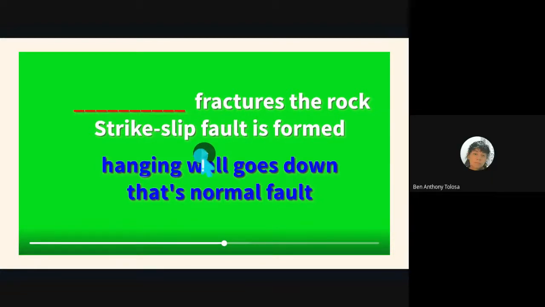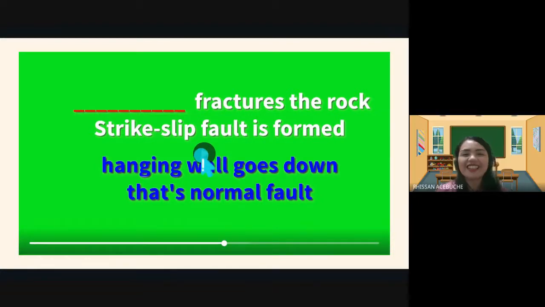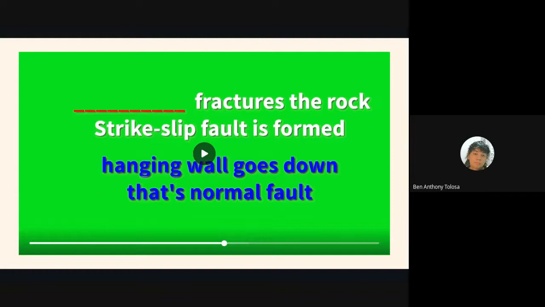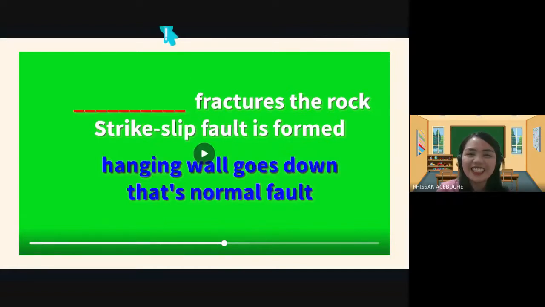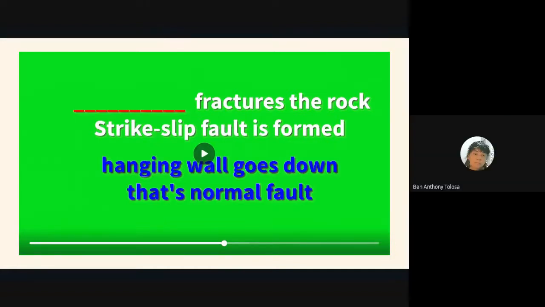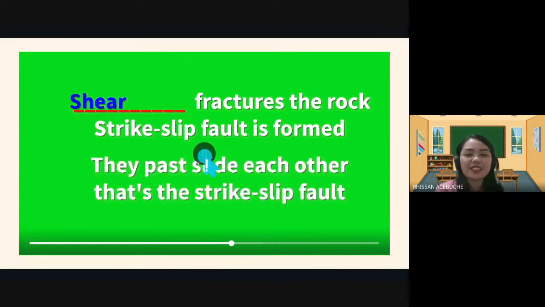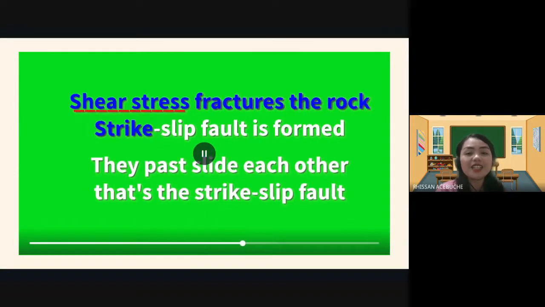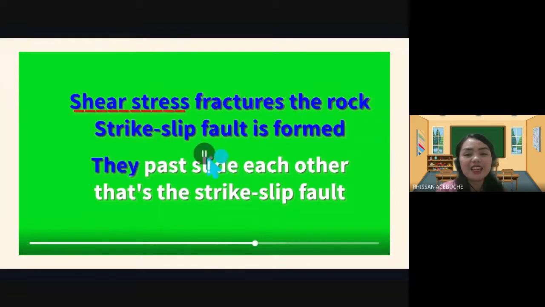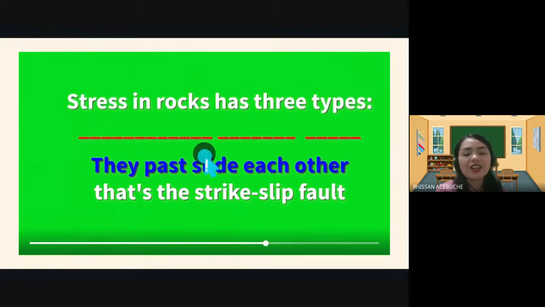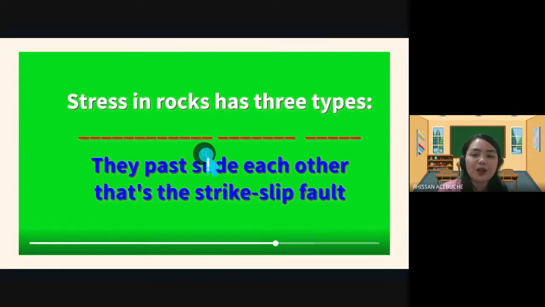Shear form. Can you sing it for us? Go ahead. Shear, fractures the rock, strikes, slip fault is formed. Okay, let's see if your answer is correct. Let's sing one more time.